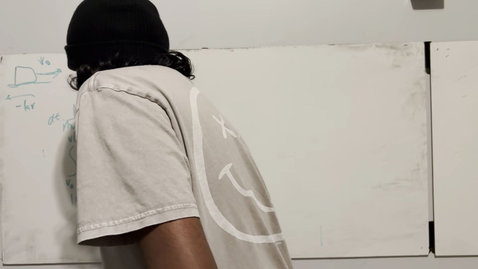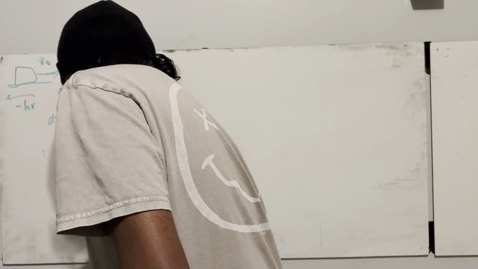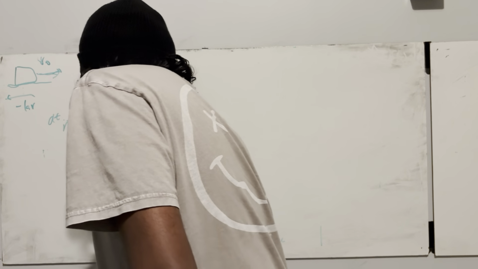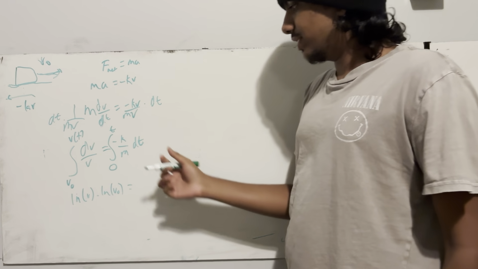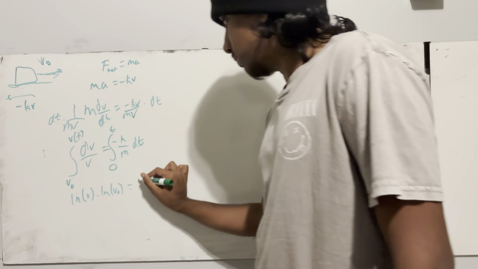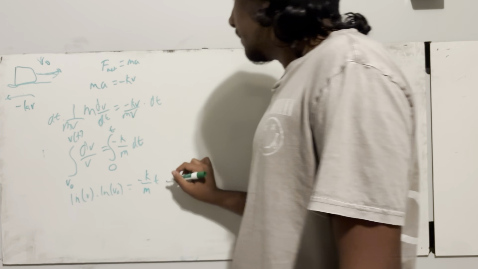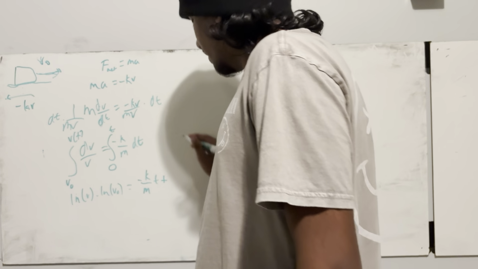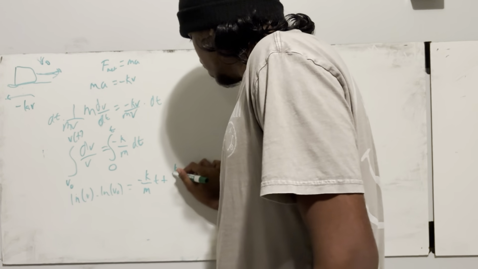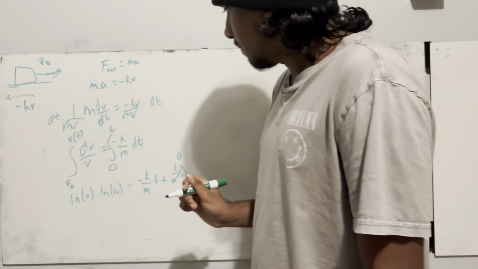Then we end up getting the natural log of v of t, which I'll just label as v, minus the natural log of v naught equals, well, this is just a constant, so this is actually just going to be negative k over m times t, plus, because there's a minus, k over m times 0, which is just 0.